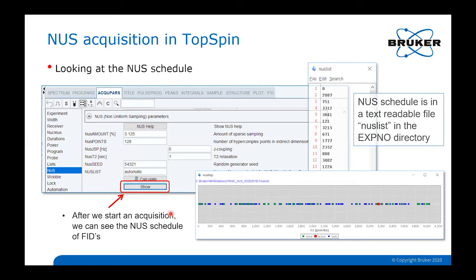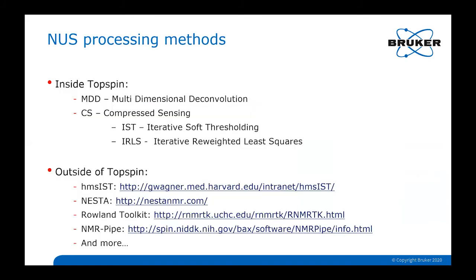Moving on to processing, in a way, this gets a little bit more complicated because there are a lot of different ways to do the processing. There's multiple methods built into TopSpin. Initially, in TopSpin 3.0, we implemented just this multi-dimensional deconvolution, or MDD. In subsequent versions, we implemented CS, or compressed sensing. Within CS, we have a couple of algorithms as well. And there's also a lot of ways of processing your NUS data outside of TopSpin, and there are some research groups actively working on this, and their websites have information on doing that processing.